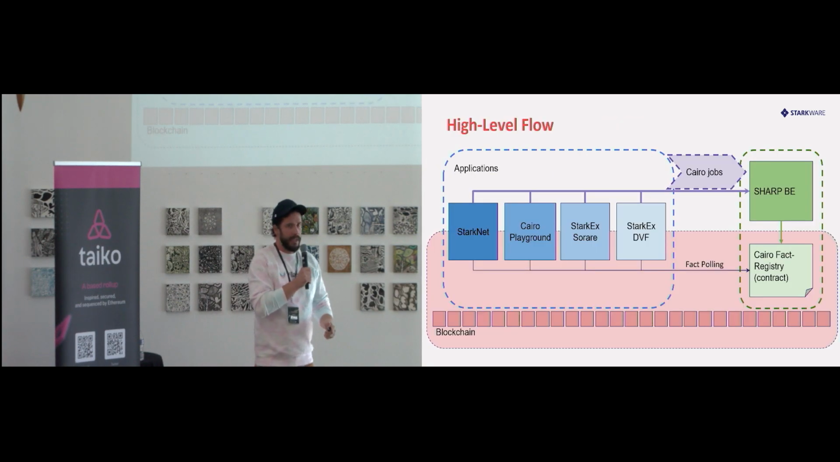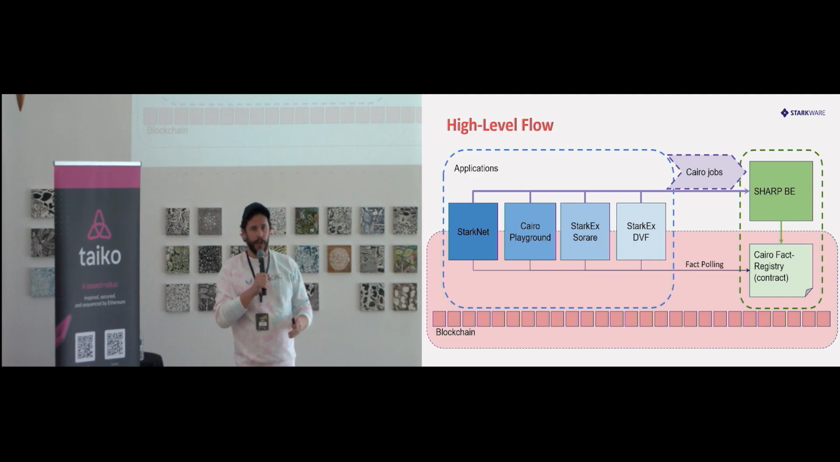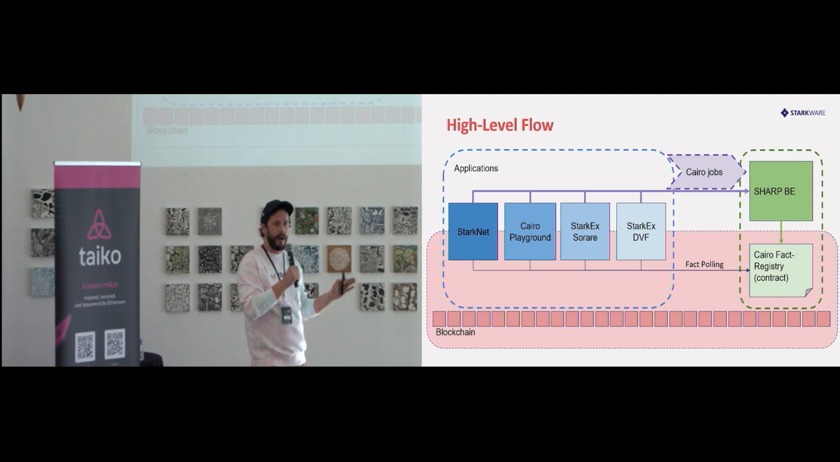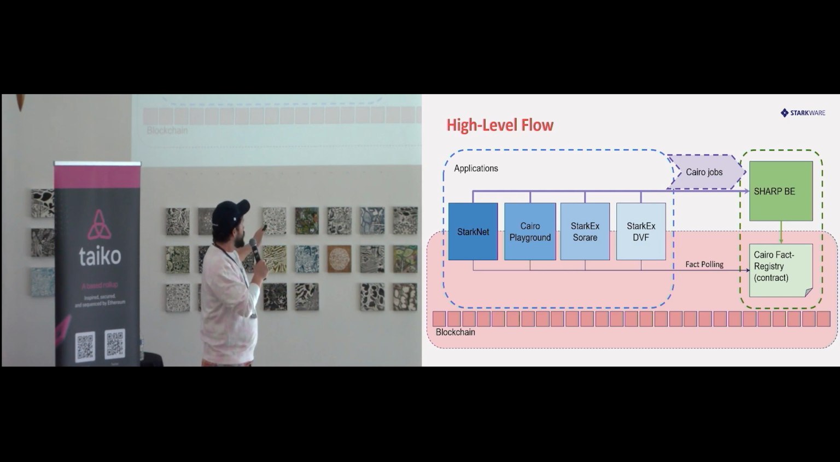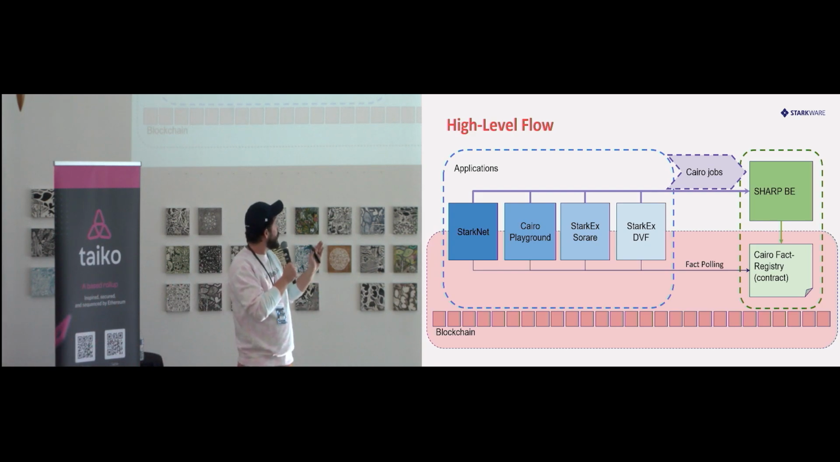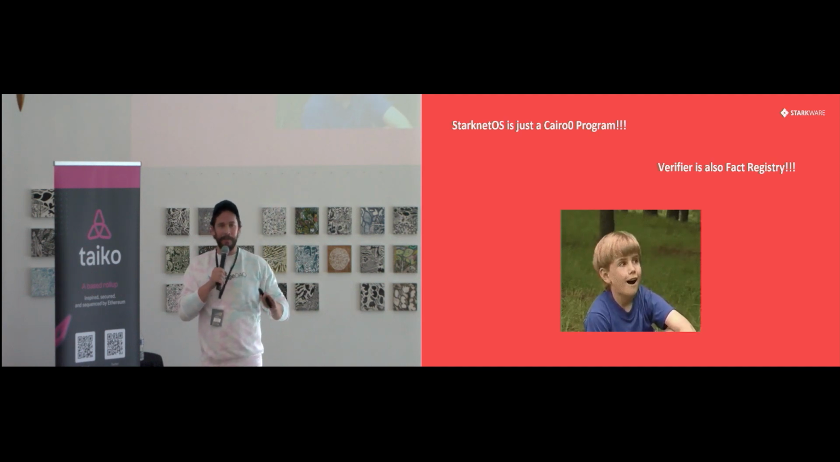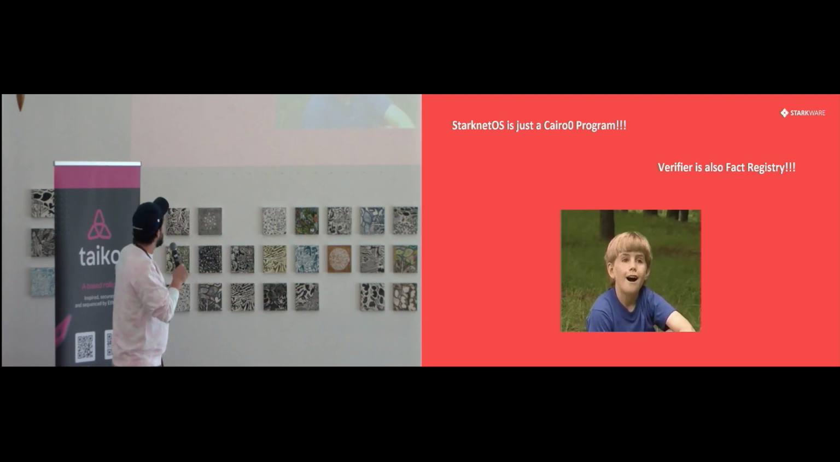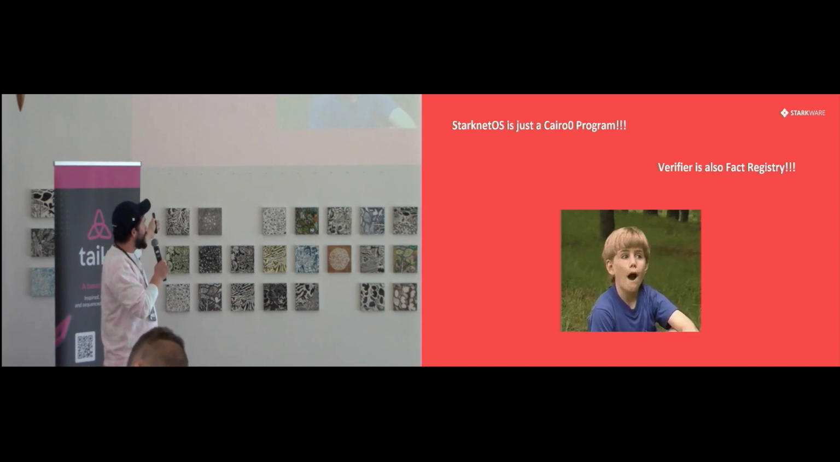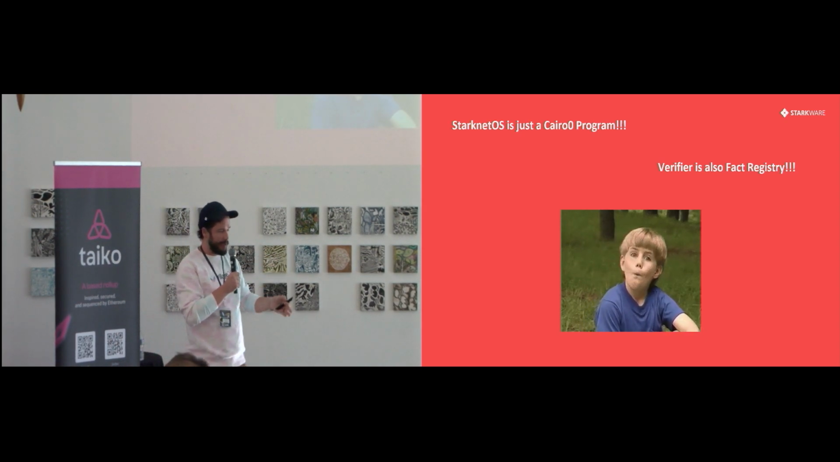Okay. Like I mentioned, the SHARP is not context aware of what it's being sent. It just knows that it's getting sent Cairo jobs. So everything that's being sent, StarkEx, SoRare, StarkNet, it's all just being proved by the SHARP and verified on-chain. I hope I'm not beating a dead horse here, but the StarkNet OS is just a Cairo 0 program, and the verifier is also a fact registry.